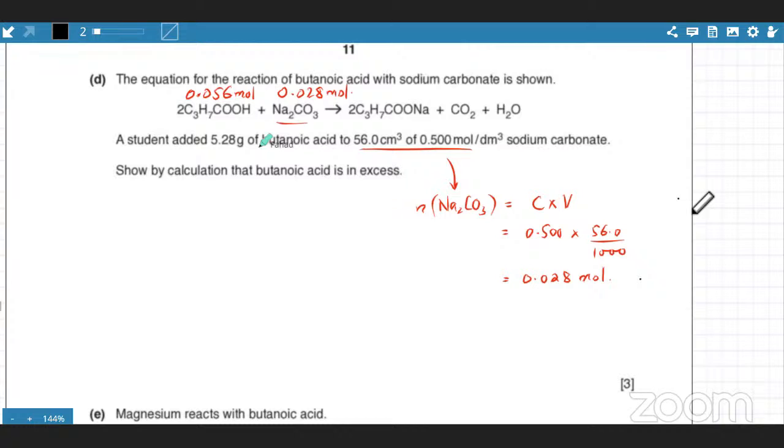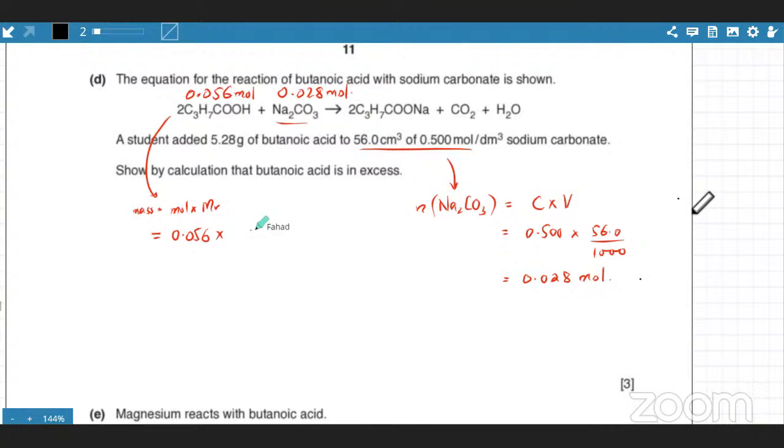Now that's the moles of butanoic acid that are required, and I can find the mass of this butanoic acid. How do you find mass? Mass is moles multiplied by the Mr. So let's try and find the mass. We're going to do moles, 0.056, multiplied by the Mr.